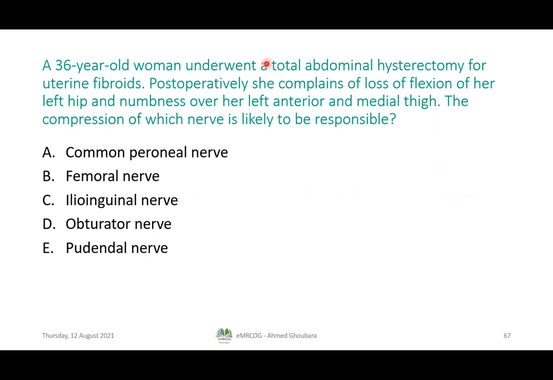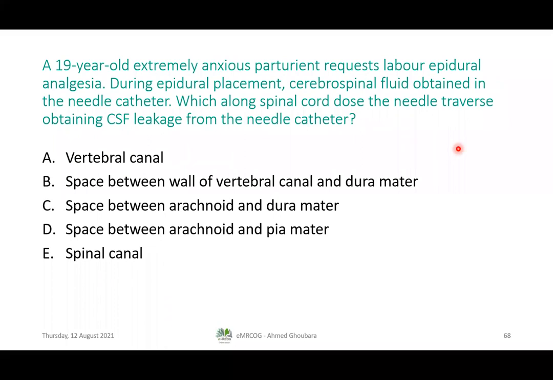Obturator nerve. This is the clincher here, guys. The obturator nerve is responsible for the nerve supply to the muscles of the medial compartment of the thigh, and also the sensory innervation of the skin of the anterior and medial part of the thigh. So towards the medial part of the thigh, obturator nerve. Good.